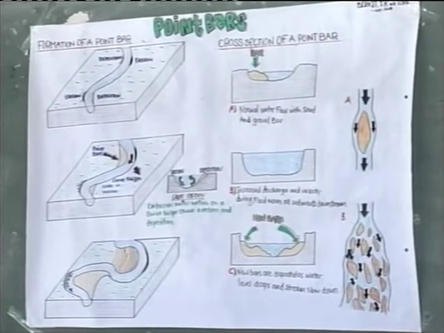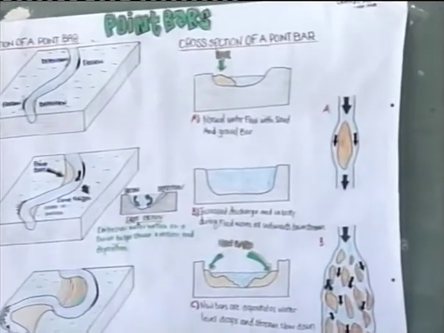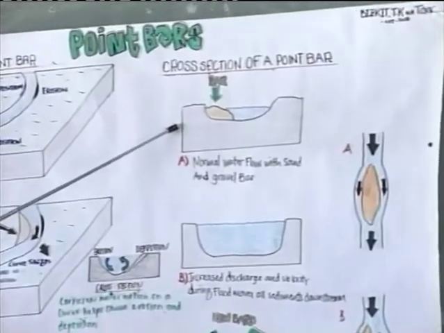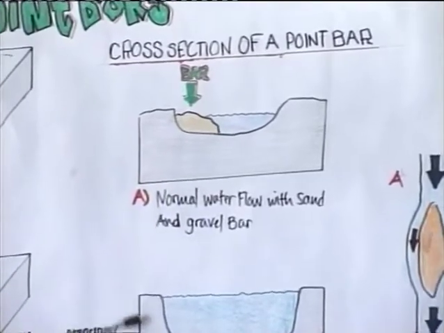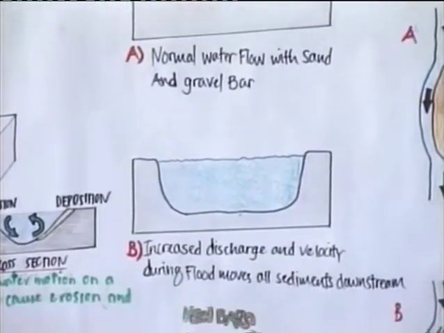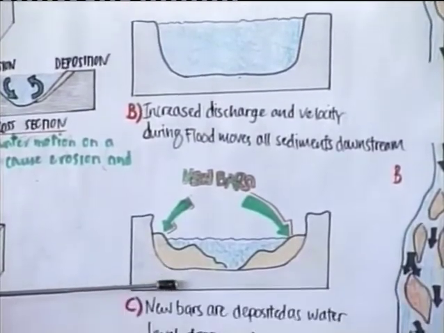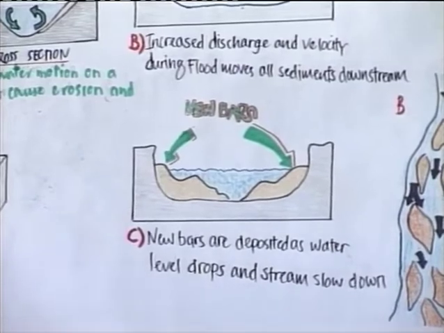The next flood on a river may erode all the sediments in this bar. As you can see from a cross-section of a point bar, this is before, when there is no flood. And when the flood occurs, it takes all the sediments downstream, and they may be deposited further downstream and new bars may be formed.